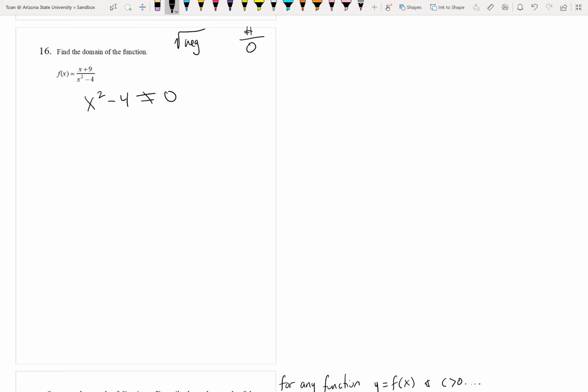So mathematically, write it out and solve it. So add 4 to both sides and take the square root.